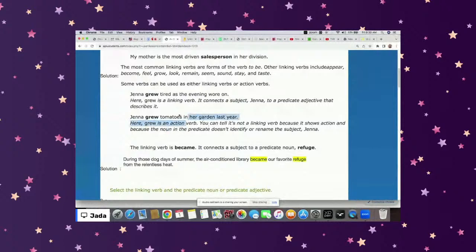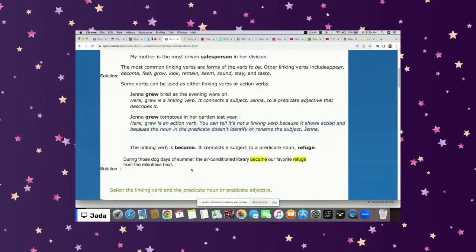Jenna grew tomatoes in her garden last year. Now, grew in this sentence is an action word. What is she doing? She's growing tomatoes, or she grew tomatoes. So you can tell it's not a linking verb because it shows action, and because the noun in the predicate does not identify or rename the subject.